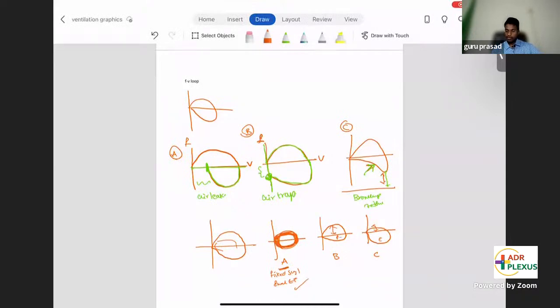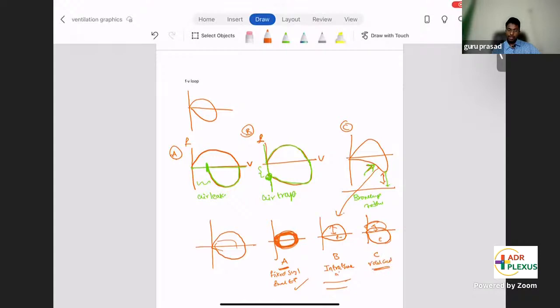Your expiration has come down. This will tell you it is an intrathoracic obstruction. Intrathoracic obstruction means conditions like asthma, which is similar to this graph. Whereas if only your inspiration is decreasing but your expiration is normal, it indicates a supraglottic obstruction. For example, some vocal cord related causes can produce this type of graph.